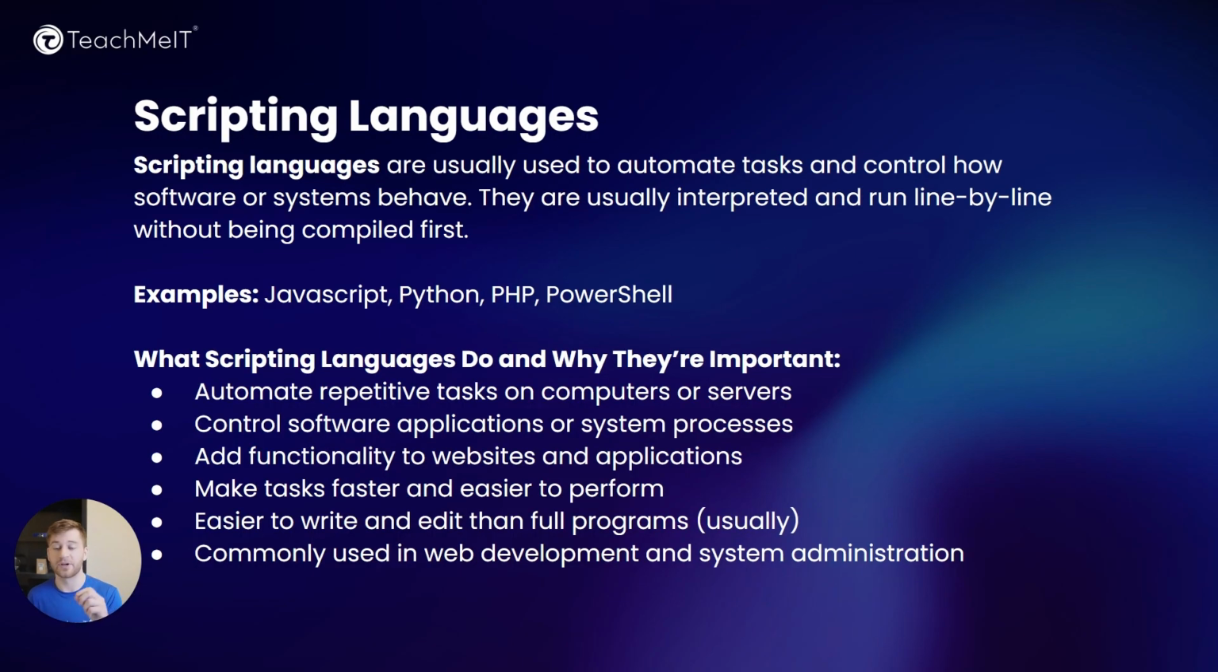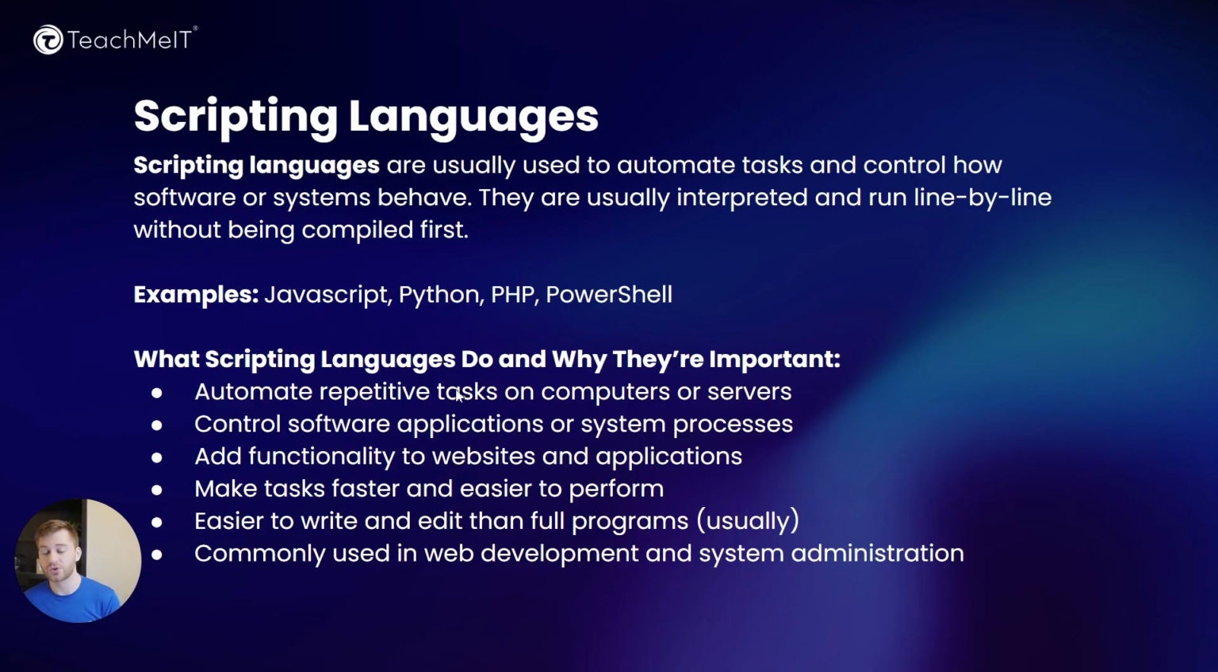Our third language type here is scripting languages, and these are usually used to automate tasks and control software or systems, and they're normally interpreted and run line by line. Some examples of scripting languages are JavaScript, Python, PHP, and PowerShell. Both JavaScript and PHP are commonly used in web design, and Python and PowerShell have much wider use cases at the system level.